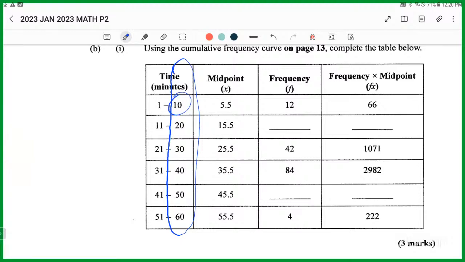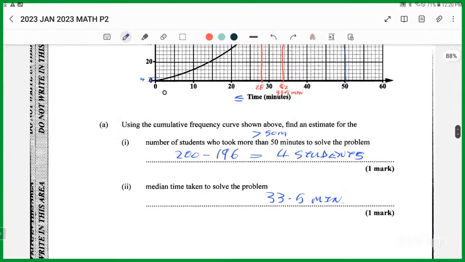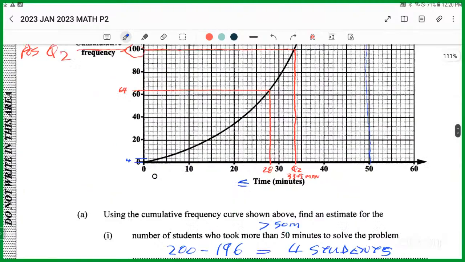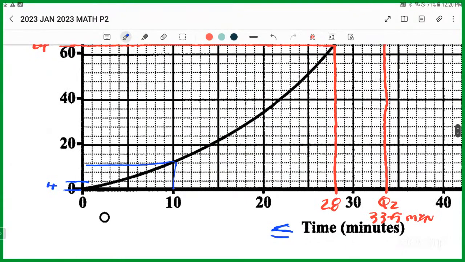And the value before this would have been 0. So between 0 and 10 is 12. That's why less than or equal to 10, you have 12 people. You can see on the graph that 10 corresponds to 12. Let's look at it here. 10 corresponds to 12 right here. So the 0 to 10 interval has 12 students. That's why the frequency for the first group between 0 and 10 is 12.